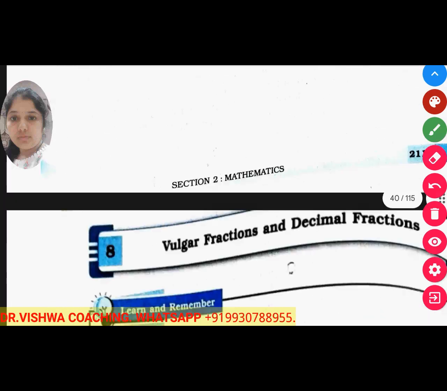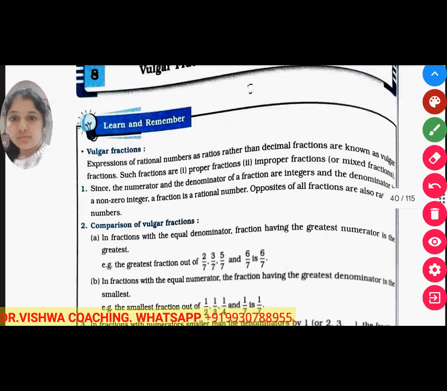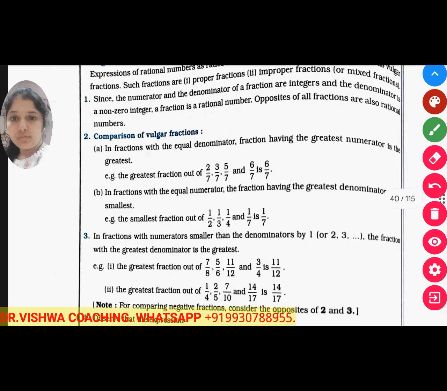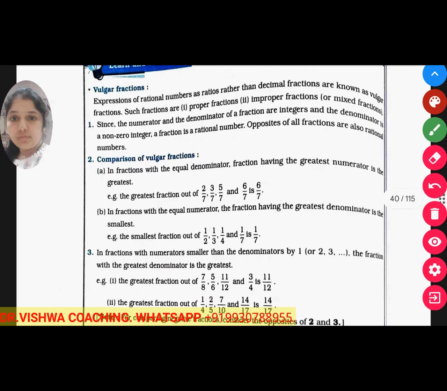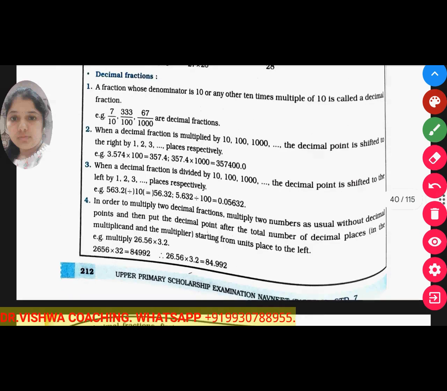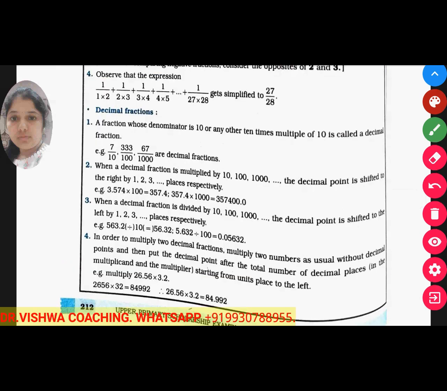Okay. So I will move to the next chapter, which is vulgar fraction and decimal fraction. So what is meant by vulgar fraction? Vulgar fractions are the fractions which are improper fraction, proper fraction, and mixed fraction. Okay. And decimal fractions, we get the answer in decimal form. They have the denominator in multiples of 10.